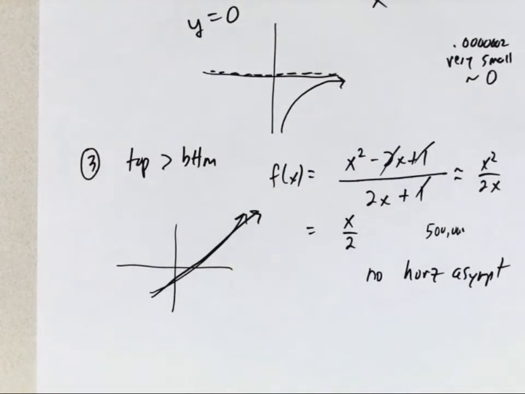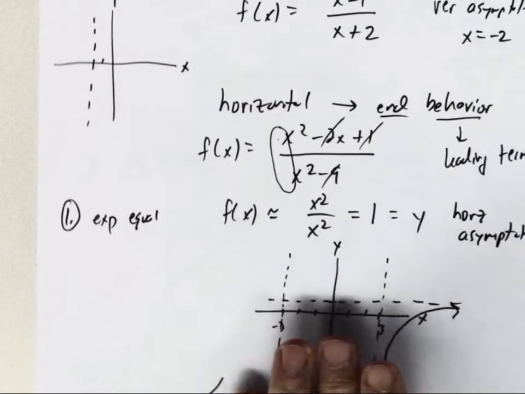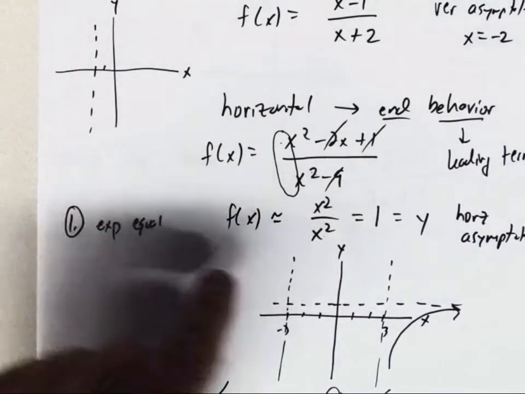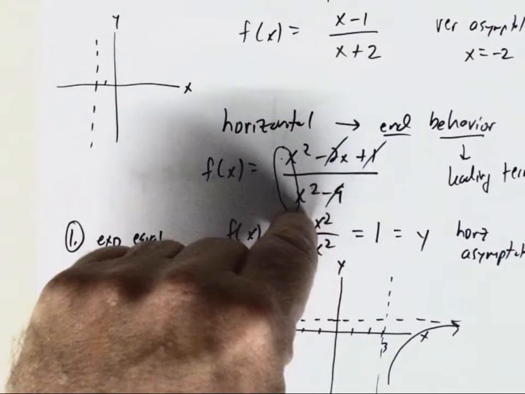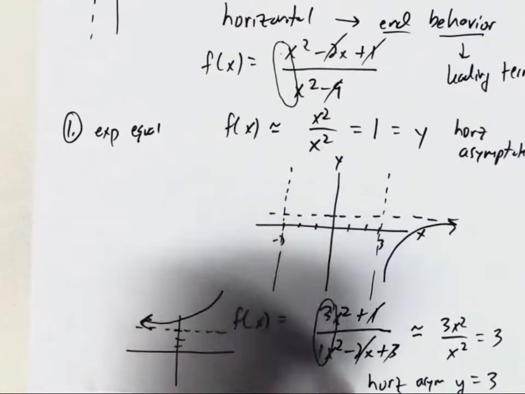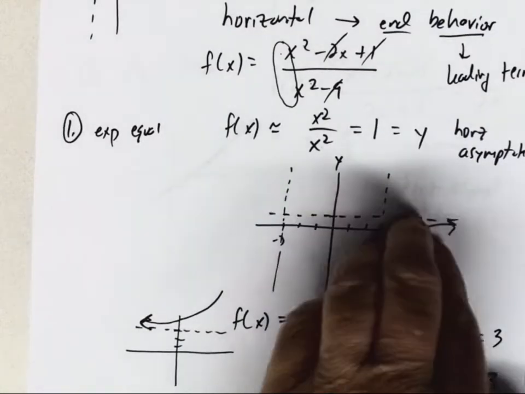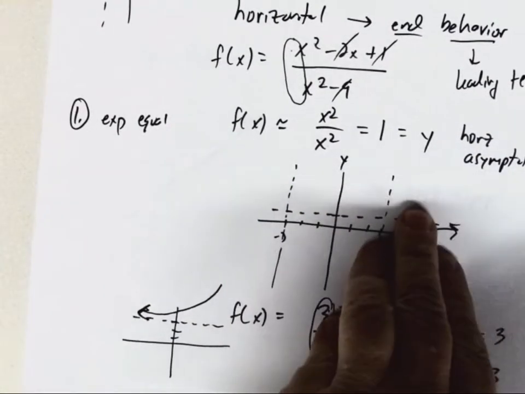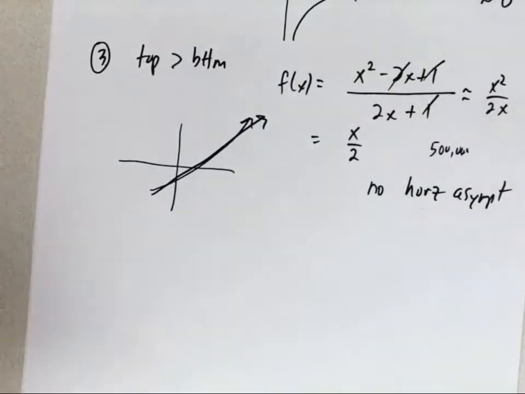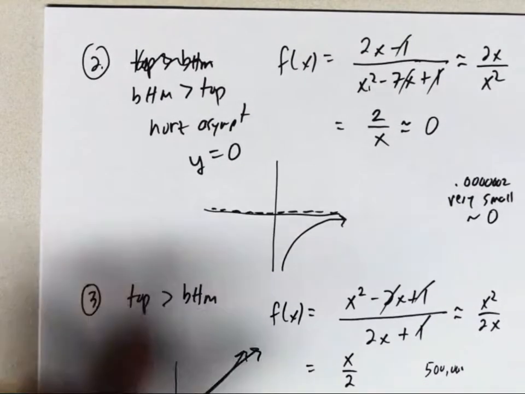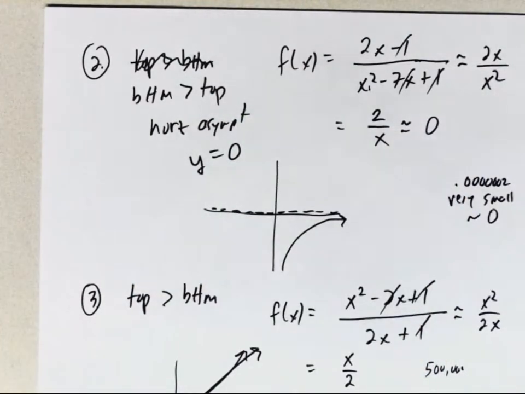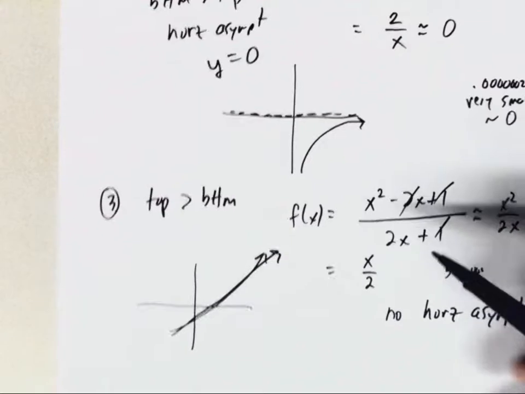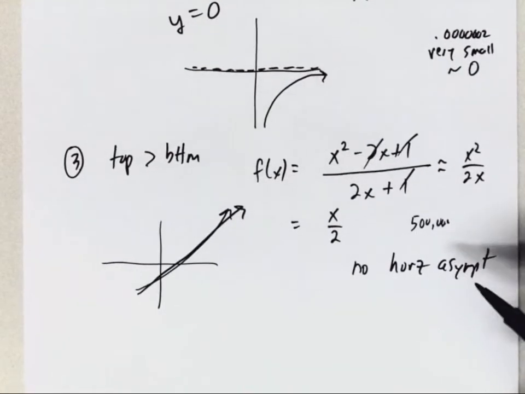So the three scenarios, when you're looking at horizontal asymptotes of rational expressions: if the leading terms, the top and bottom, are equal, it's going to be the ratio of the coefficients of the leading terms. If the bottom is bigger than the top, you're always going to have a horizontal asymptote at y equals 0. And if the top is bigger than the bottom, no horizontal asymptote.